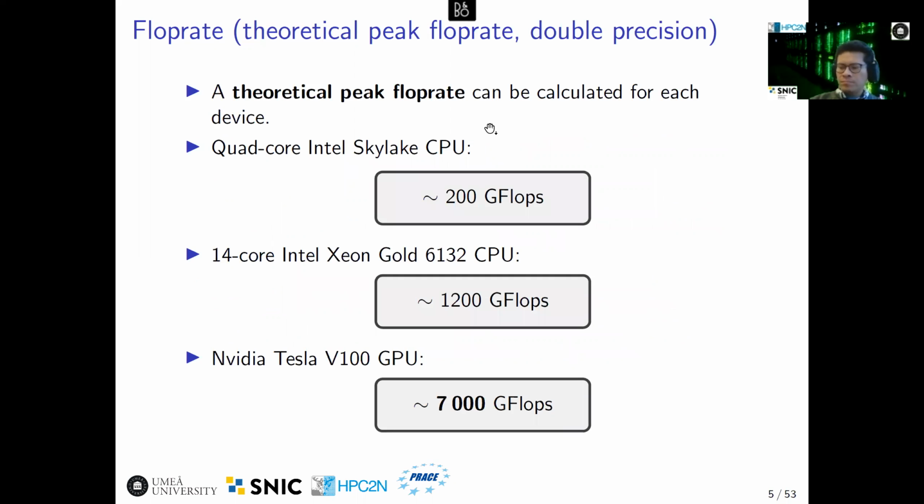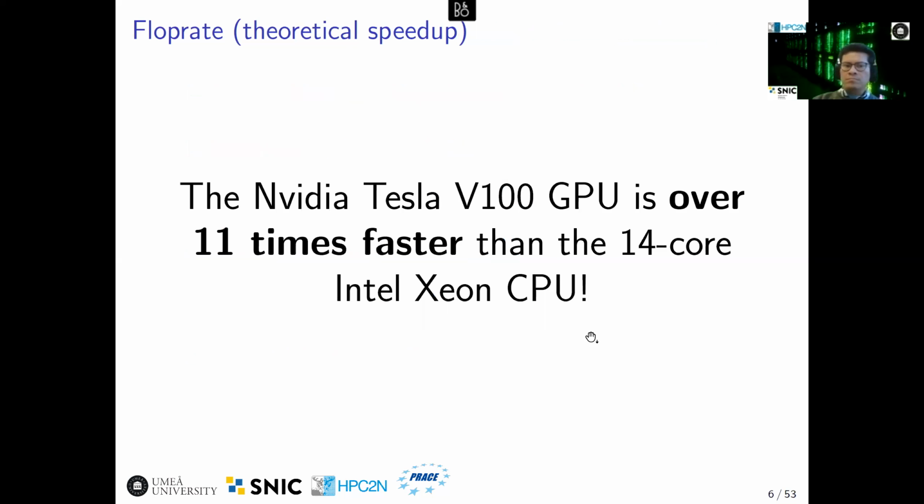So let's go back to these figures I showed you yesterday morning and look at the theoretical peak flop rates that can be calculated for each device. For this quad-core desktop CPU, you get around 200 gigaflops. For the 14-core Xeon, you get 1200. And for the NVIDIA V100, you get 7 teraflops of computing power. So if you just look at these numbers, you might conclude that the V100 is around 11 times faster than the 14-core Xeon CPU.